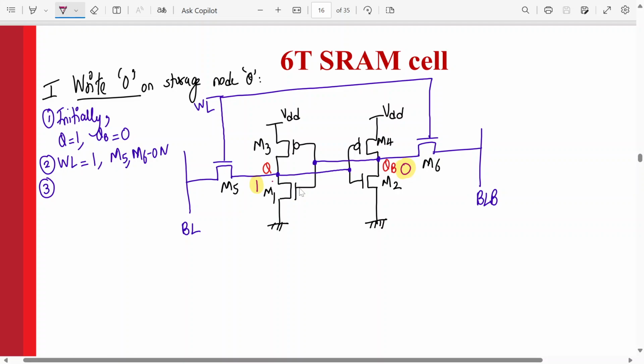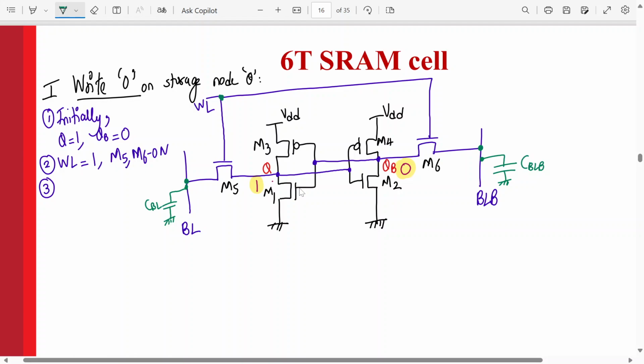Yes. See, one more thing I have not told you. These bit lines have parasitic capacitances like this. So this bit line has a large parasitic capacitance present, called CBL. This is called CBLB. All right. Okay. You make the connections like this.